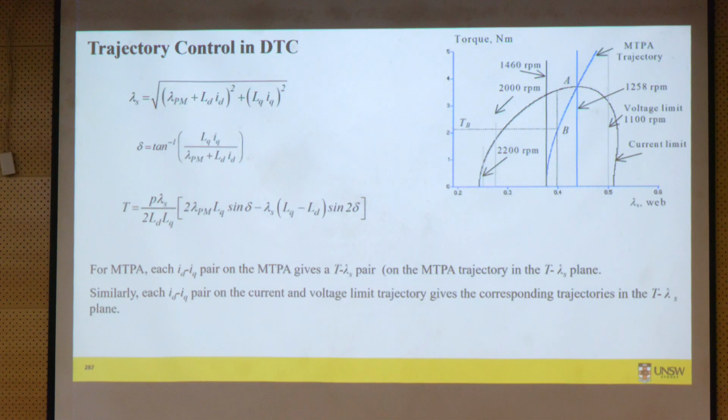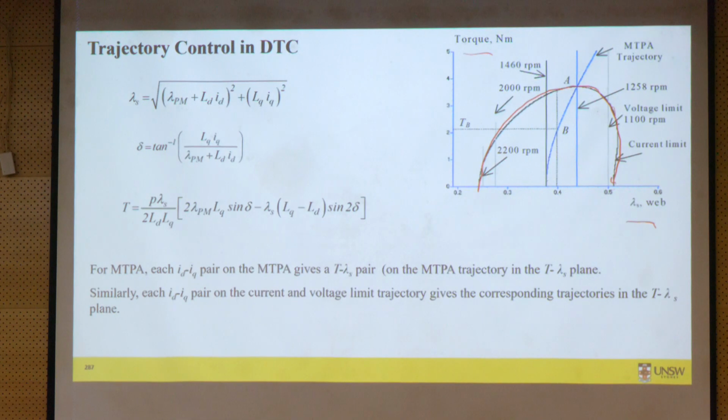Using DTC, we can also do the MTPA trajectory, but then the MTPA trajectory becomes in the plane of torque versus flux linkage. We can also have a current limit circle. So you can see here the current limit is here. This weird shape graph is actually your current limit, which was the circle in FOC, but it becomes this polygon in the torque and flux plane of DTC.